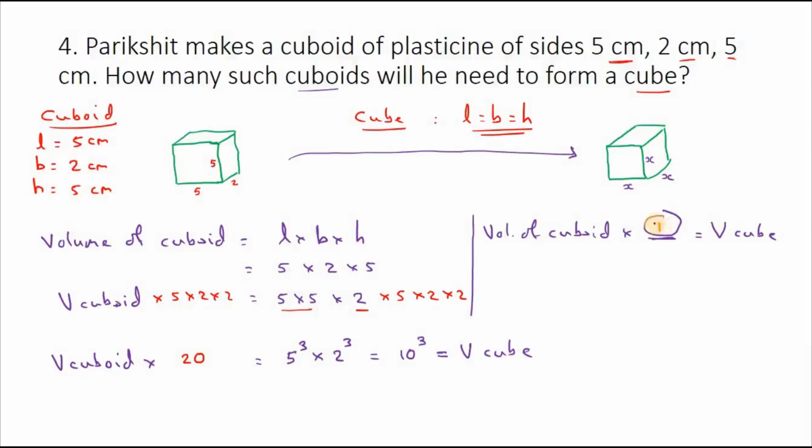So our answer up here should be 20. We will write the answer: number of cuboids required is 20. You can see this is how we got the sum. This is how you exactly do the sum. Okay, now let's go further.